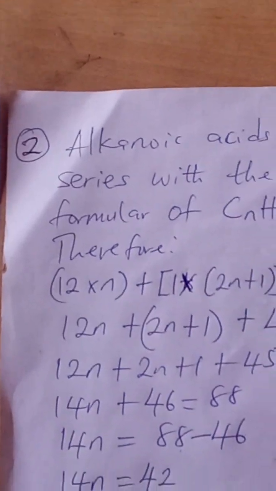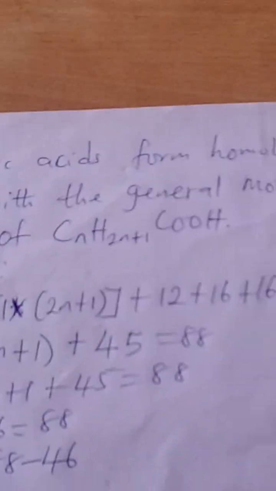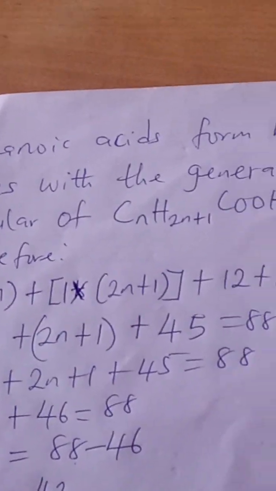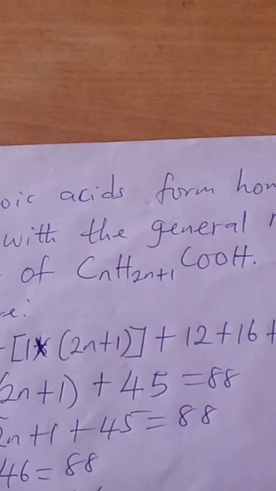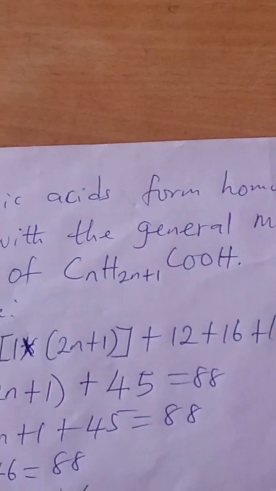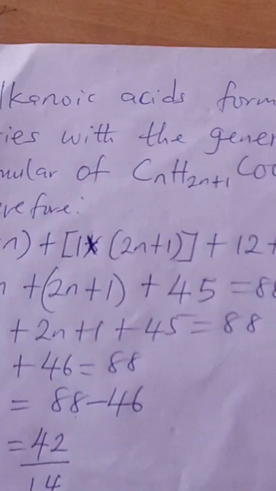Alkanoic acids form a homologous series with the general molecular formula CnH2n+1COOH.